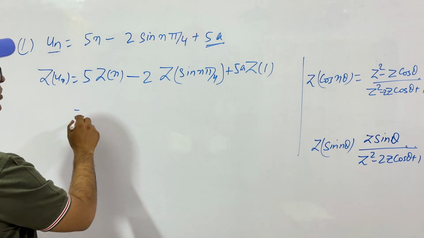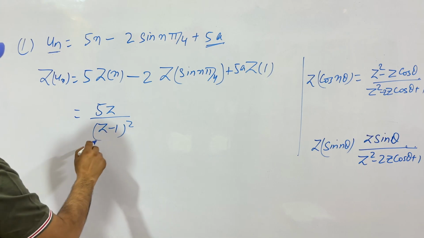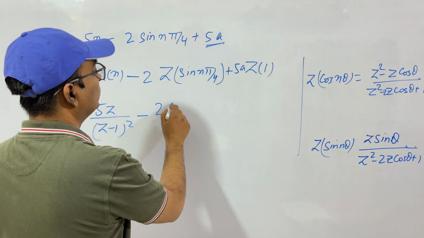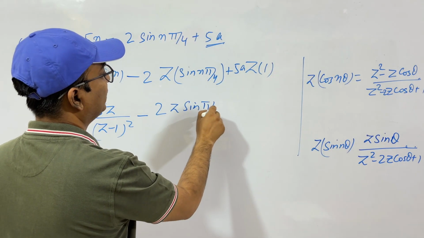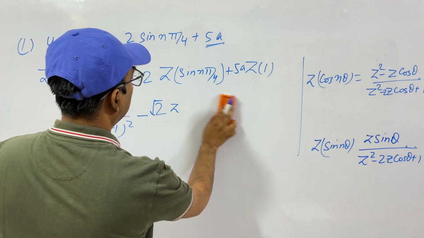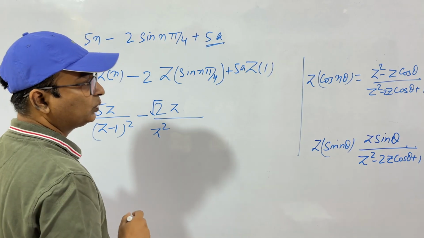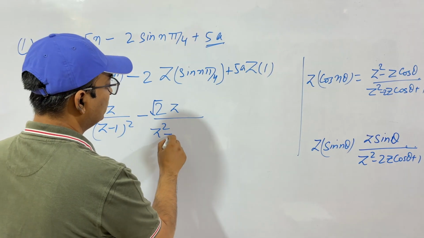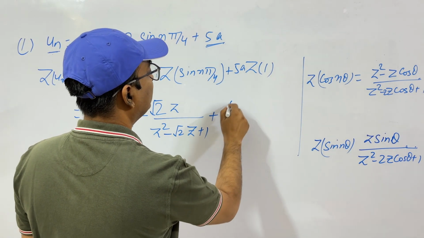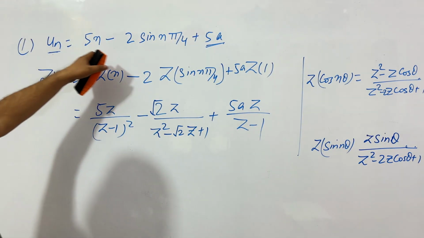Now you know the z transform of n, it is z by (z minus 1) square, so 5z by (z minus 1) square. You know this is minus 2 times the transform of sin nθ. See, it is z sin θ, that is sin π/4. And what is sin π/4? It is 1 by root 2, so 2 by root 2 becomes root 2 z, and then it is z square minus 2z cos θ. Cos π/4 is again 1 by root 2, so it will be z square minus root 2 z plus 1, and here what you get is 5a z by z minus 1. So this is the z transform of this function.